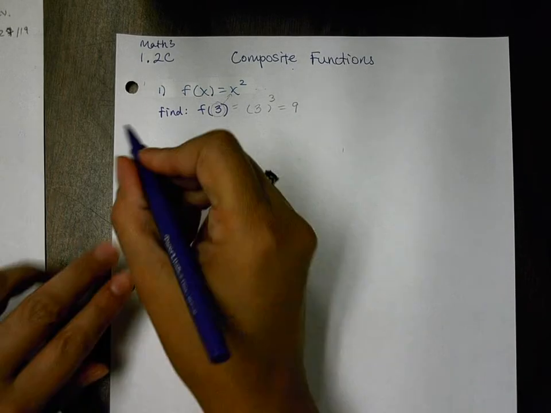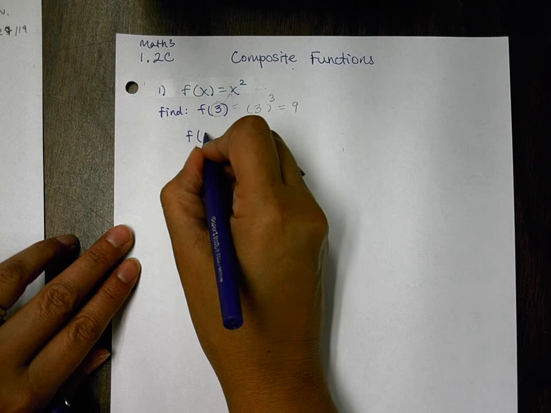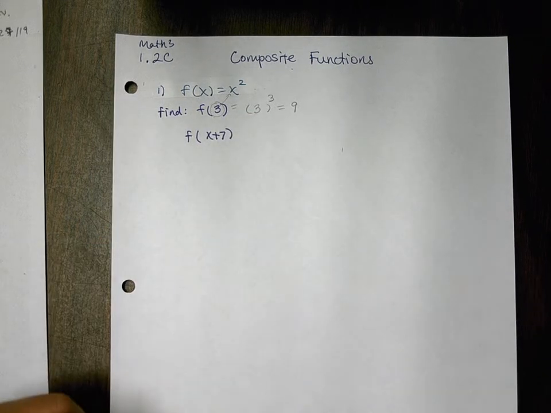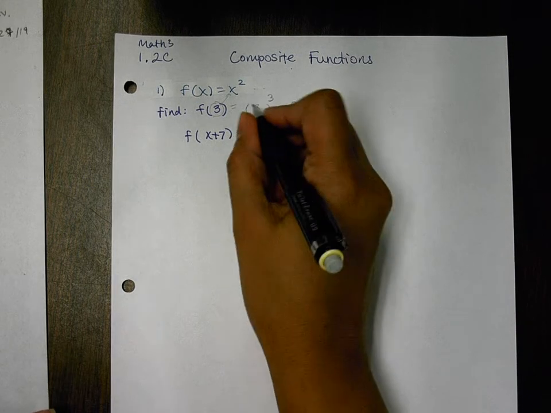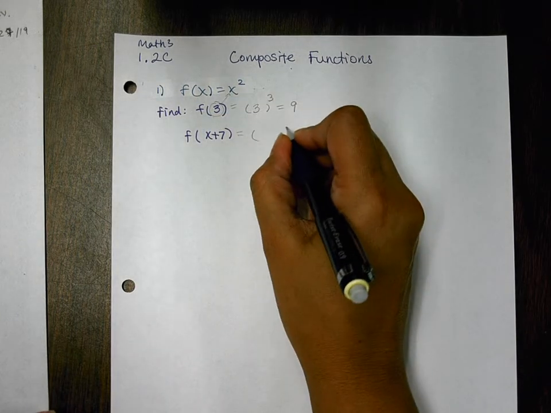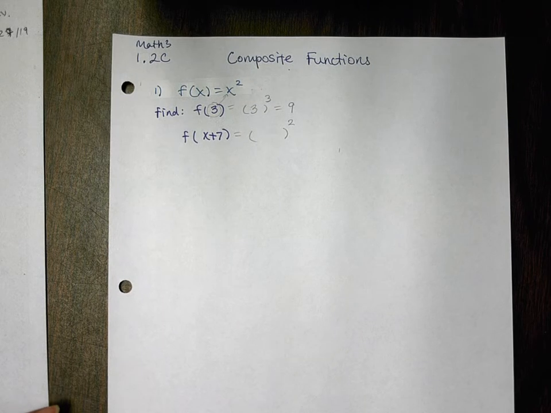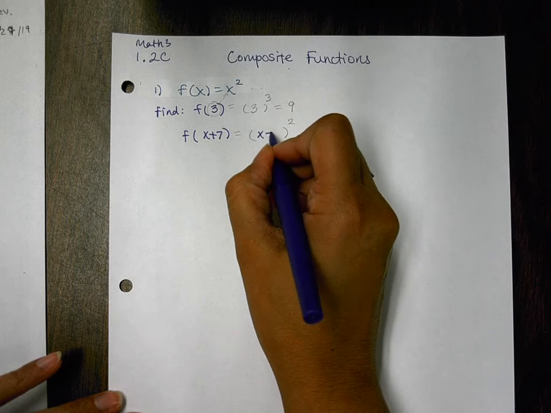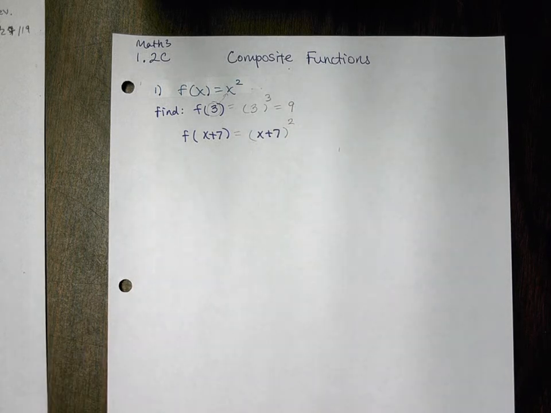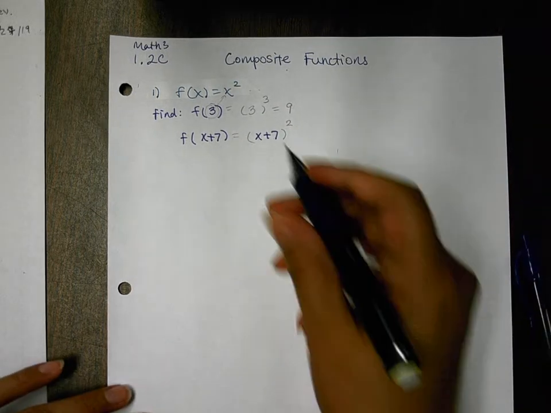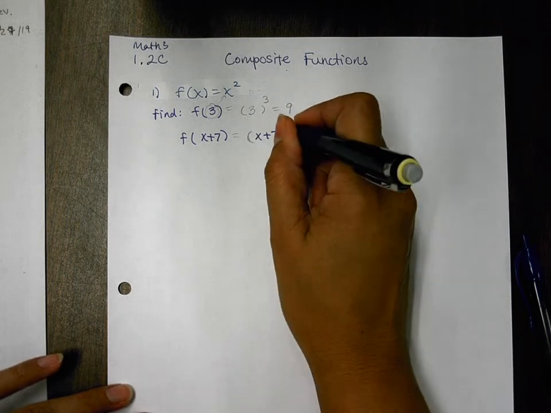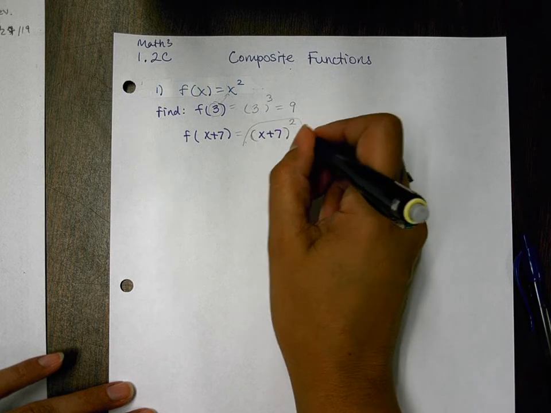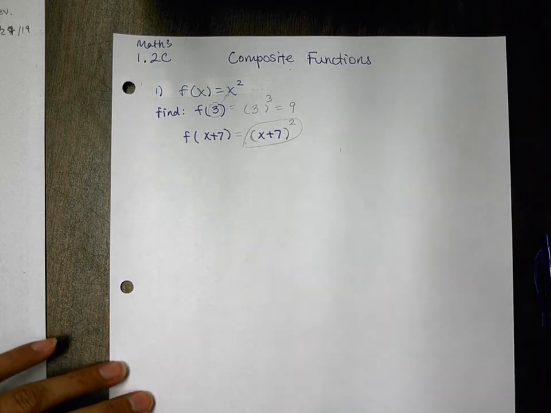Okay, next one. Find f of x plus 7. You're literally just going to take this x squared, put parentheses squared, and in its place you're going to drop the x plus 7. And that's it. We're not going to take it any further. When you get into another math class later on, we will double distribute, but for now that would be your answer.